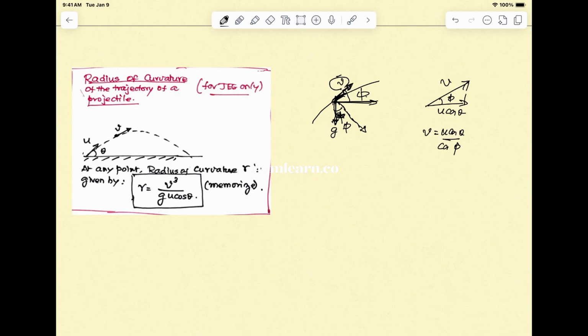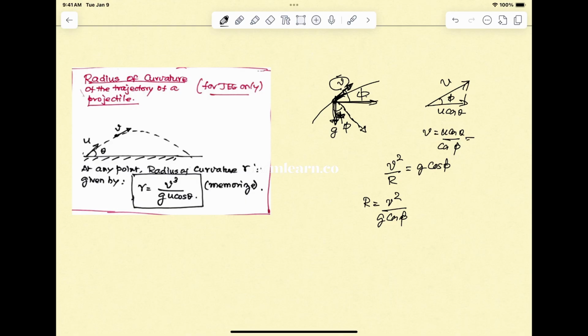Therefore we use this relation and say the centripetal acceleration is v squared by radius r. In this case this must be equal to the component of g along the radial direction, which is g cos phi. Therefore r becomes v squared by g cos phi. And then r becomes v squared by g cos phi.